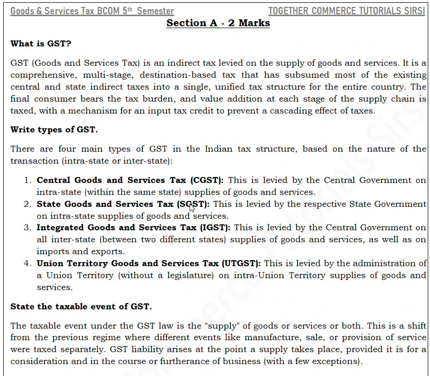The second type of GST is State Goods and Services Tax. It is called SGST. This is levied by the respective state government on intrastate supplies of goods and services. Then the third type of GST is IGST. It stands for Integrated Goods and Services Tax.